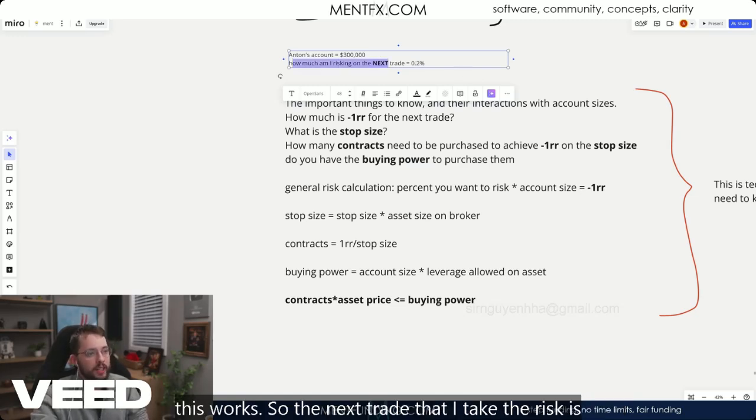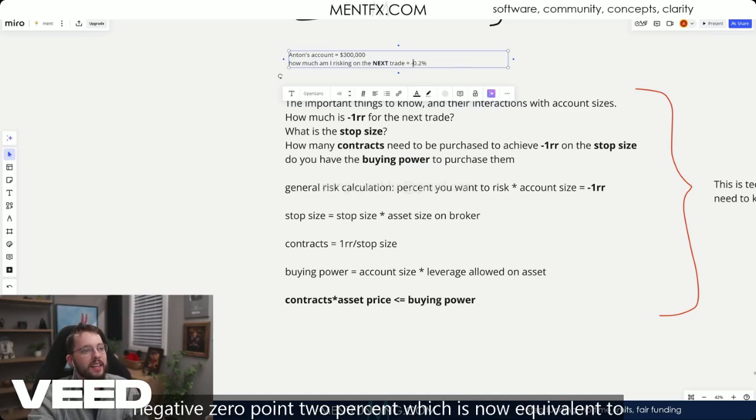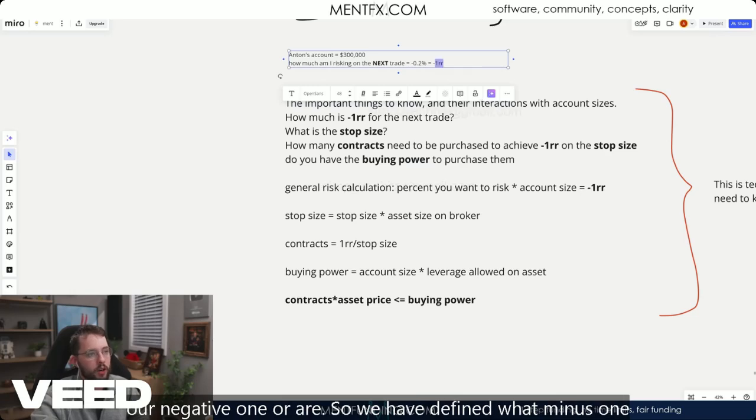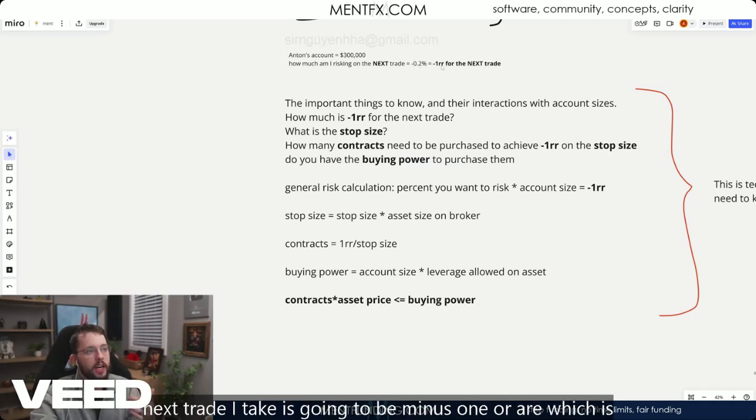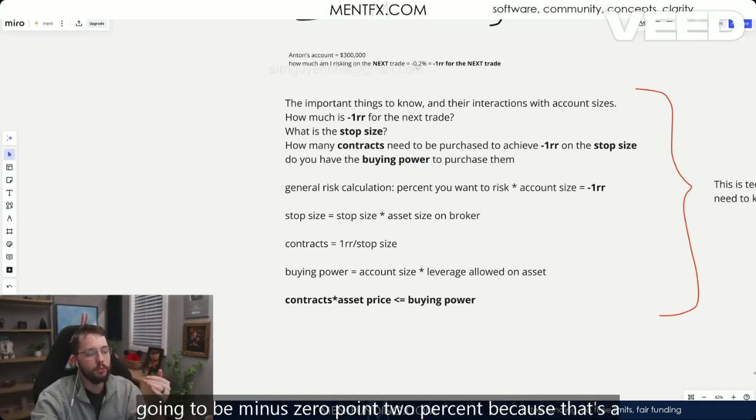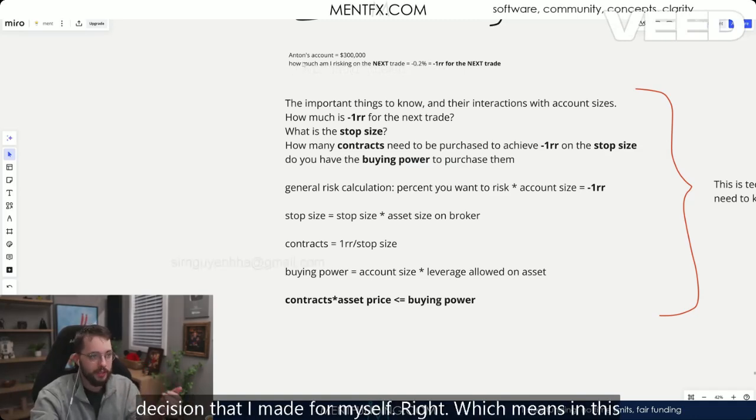So the next trade that I take, the risk is -0.2%, which is now equivalent to our -1 RR. So we have defined what -1 RR for the next trade is going to be. The next trade I take is going to be -1 RR, which is going to be -0.2% because that's a decision that I made for myself, right?